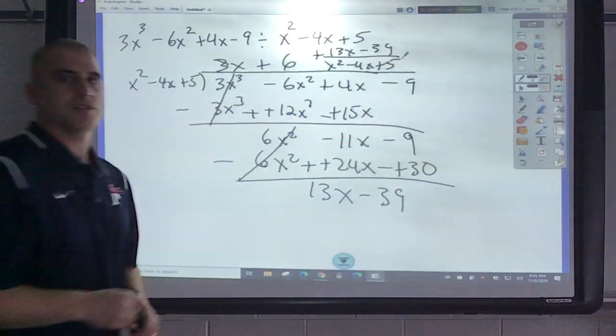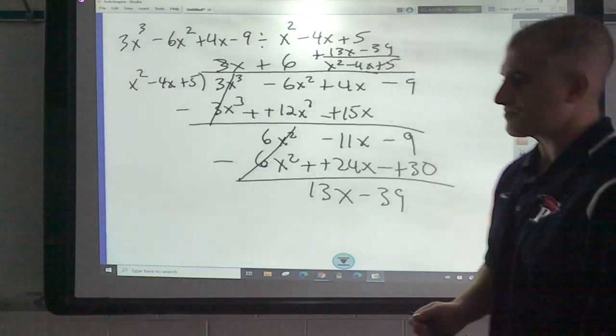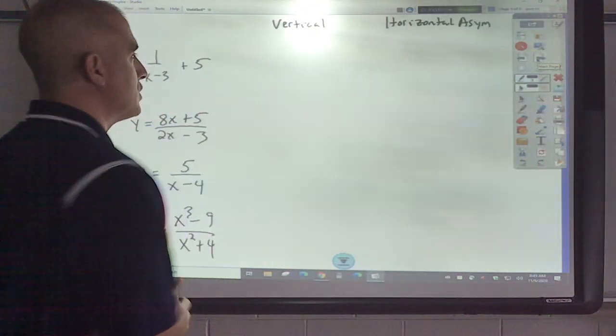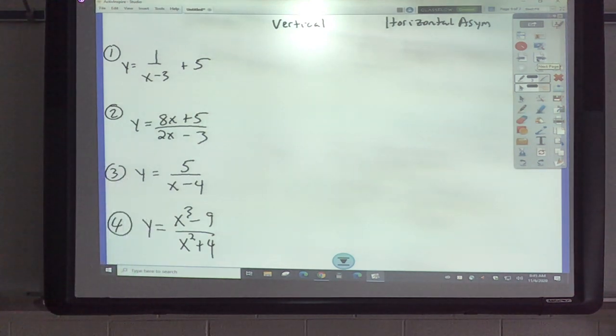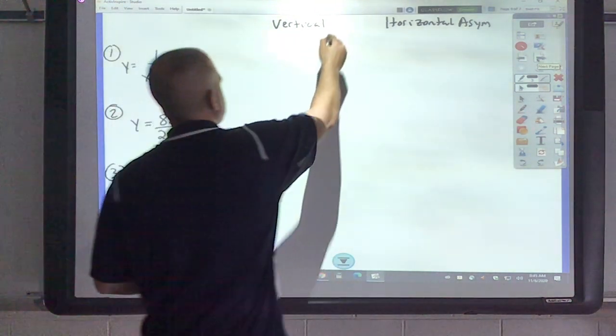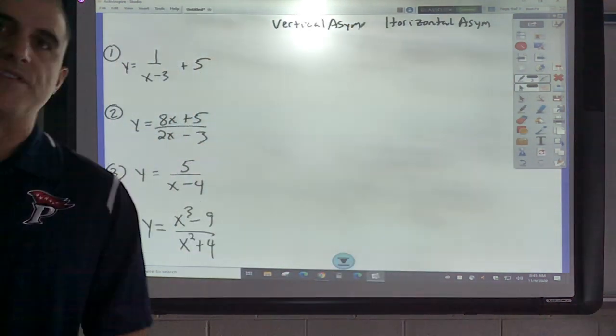So that skill of long division, we're going to use it a little bit. Now, what I want to talk about, this unit is on rationals. And we have both vertical asymptotes and horizontal asymptotes that we have to find.